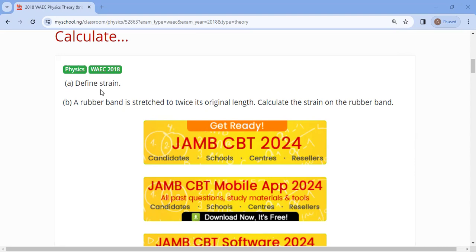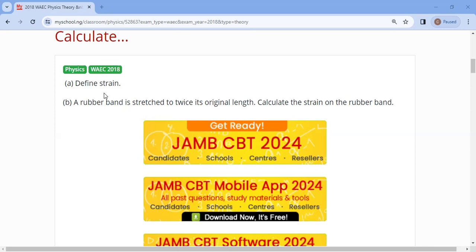The first question says, what defines strain? We are considering the elastic property of a solid, which is a recurrent question in WAEC. So I want us to take time to look at it so that you can be well prepared for the exam. Now, define strain. Strain is one of the main properties of an elastic material.